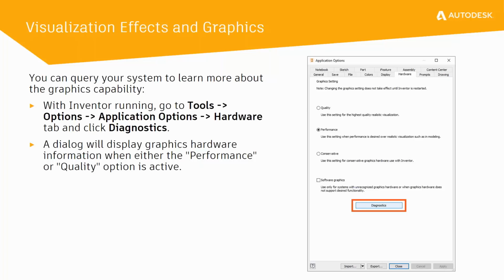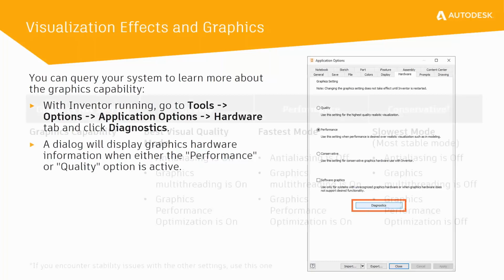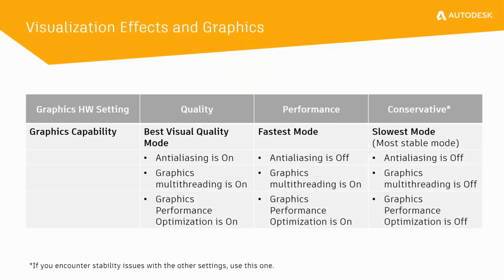Inside of this area, you can also choose to select the diagnostics area as well, which will give you some feedback on your system and information related to the driver that you're using and what version of. If we look at this, you'll see here it gives a good representation of what these options are actually changing in the background. So if you go for quality, you've basically got everything on. You're wanting the best visual quality that you can inside of Inventor.